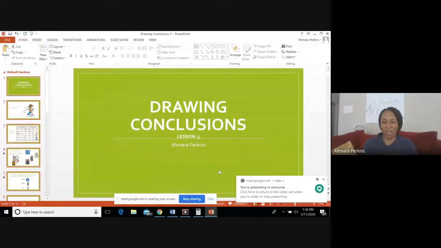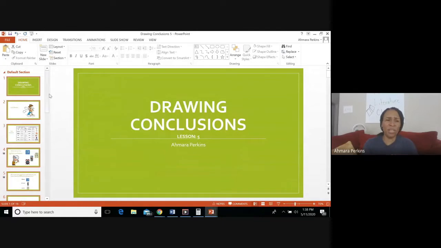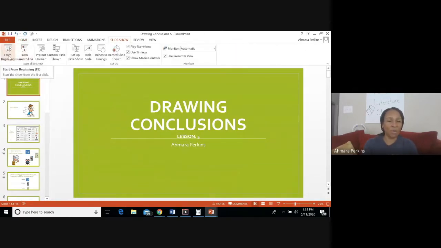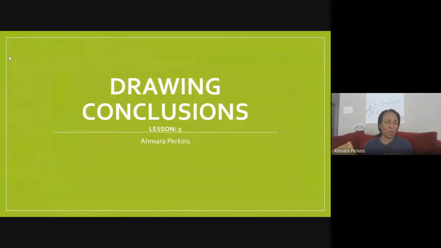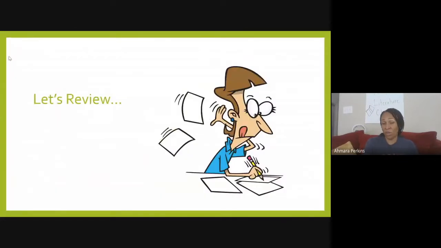This is our final day on drawing conclusions. Even though we didn't draw conclusions all week long, we first learned about the text, engaged in the text, and then after we got a good understanding of the text, we started making inferences and drawing conclusions, diving into the deep section of the pool. All right, so we're going to do another quick review.